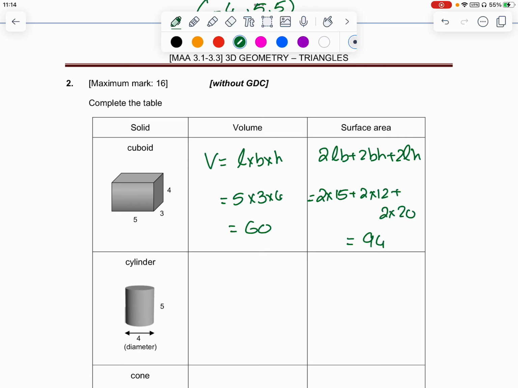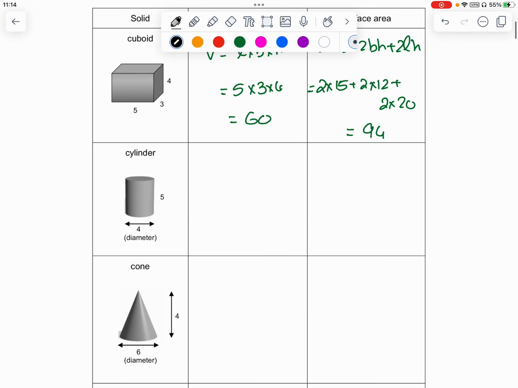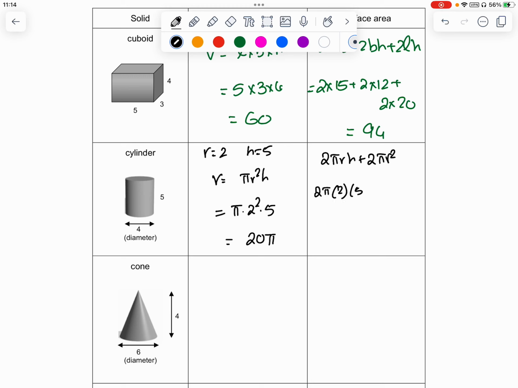which is going to be 94. Now for a cylinder, radius is 2 and height is 5. So volume formula is pi r square h. So which is pi times 2 square times 5. So which is 20 pi. And surface area, which is 2 pi rh plus 2 pi r square. So which is going to be 2 pi, radius is 2 times 5 plus 2 pi times 2 square. Simplify that, 28 pi.